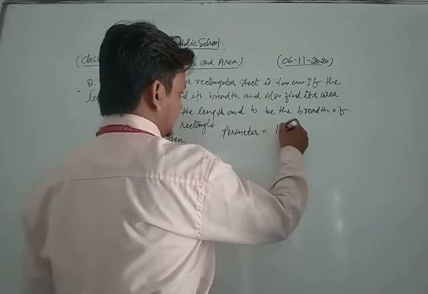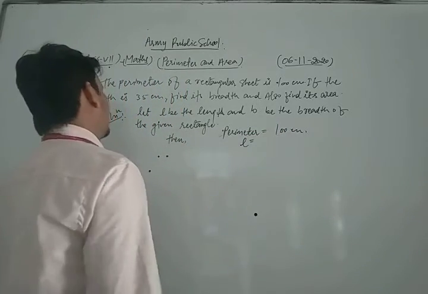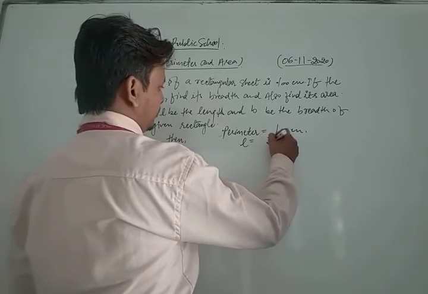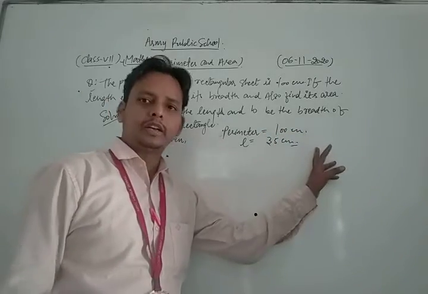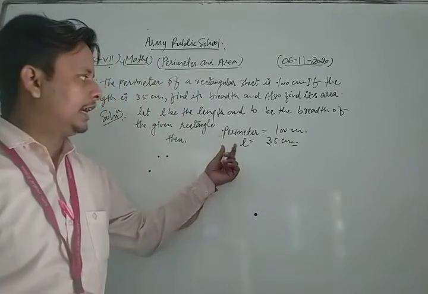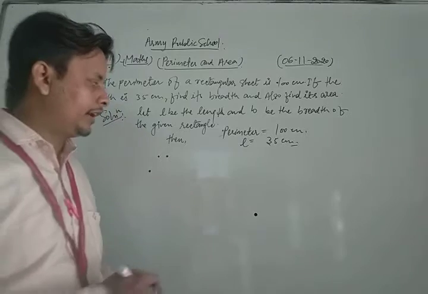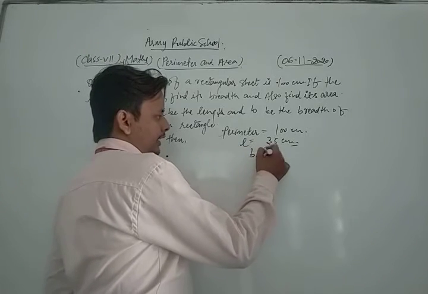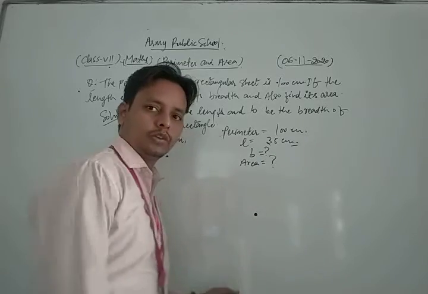So here we write 100 centimeter, and the length of the given rectangle is what? 35 centimeter. Yes, perimeter is 100 centimeter, and the length is 35 centimeter. Okay. Now first of all we find the breadth of the rectangle, and then after that we also find the area of the rectangle.